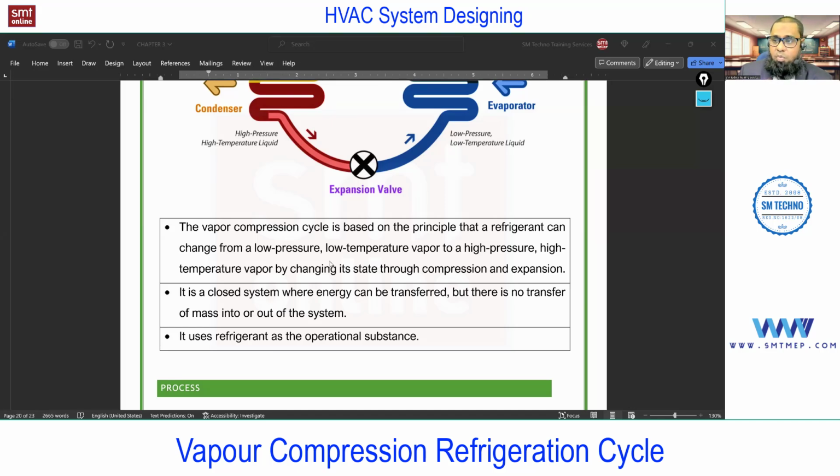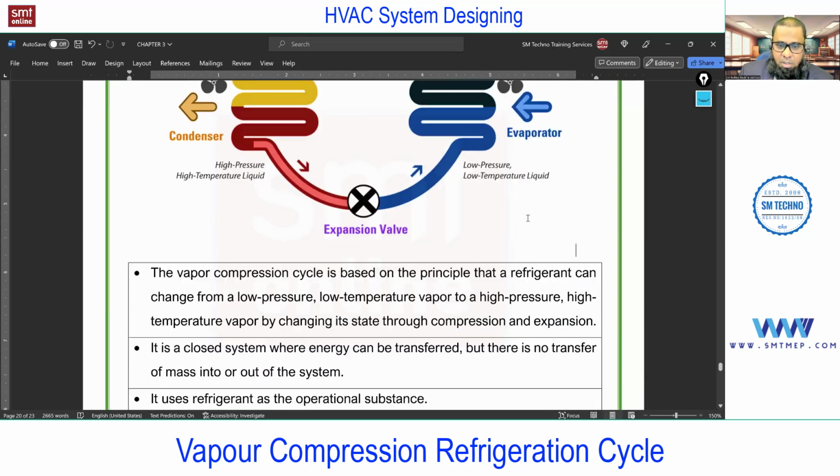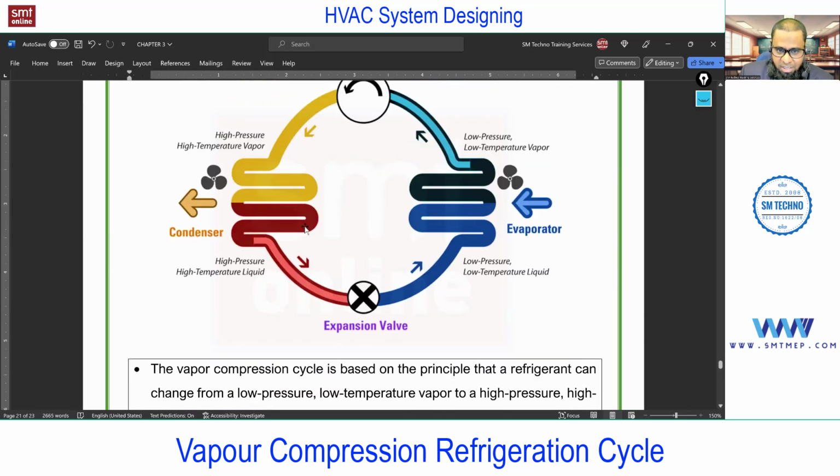So what is the difference between a closed and an open system? Closed means a loop system. With respect to thermodynamics, a closed system means only heat can transfer across the system boundary, not the mass. In the case of an open system, both mass and heat can cross the boundary of the system. In this cycle, the refrigerant is running within the cycle; it's not coming out of the system. Only heat is exchanged. So we can consider this a closed system.